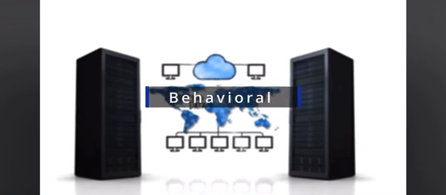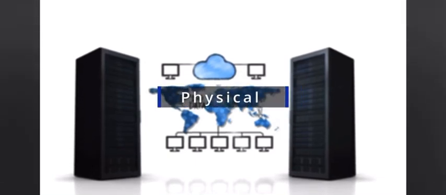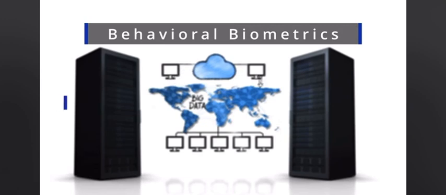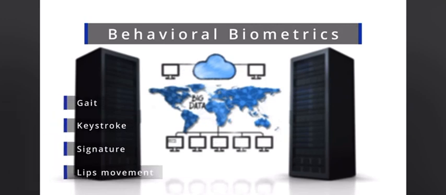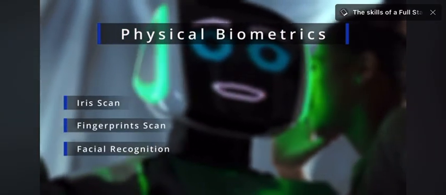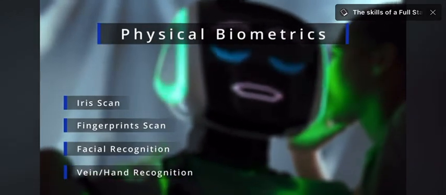There are behavioral and physical biometrics. Behavioral biometrics is in its most common form. They use gait, keystroke, signature and lip movement. Physical biometrics is the most used, in iris scans, fingerprints, facial recognition, and vein and hand recognition.